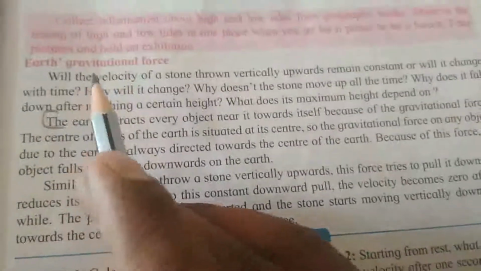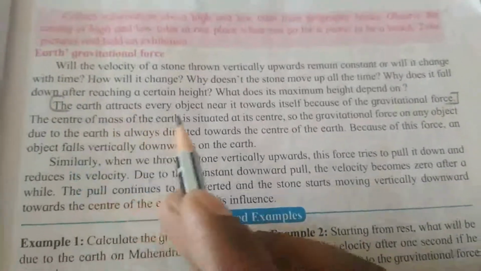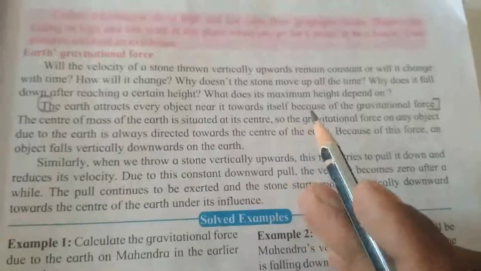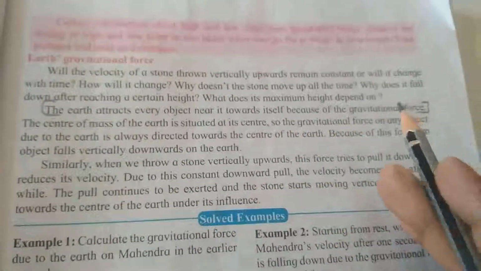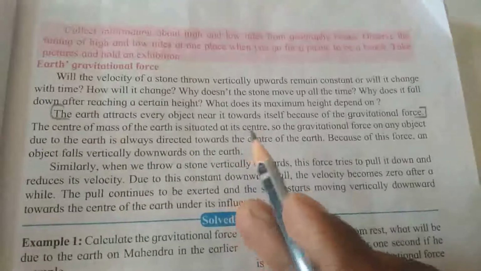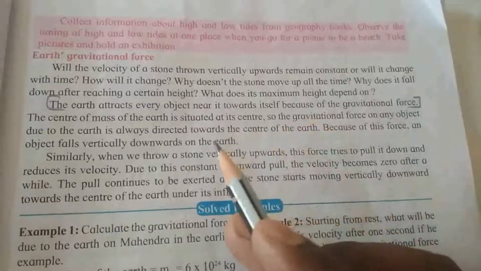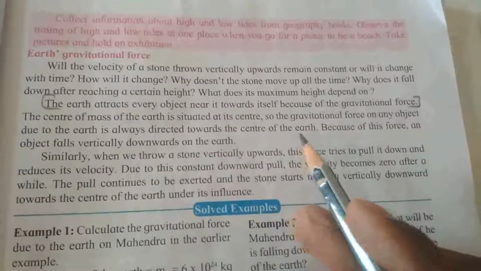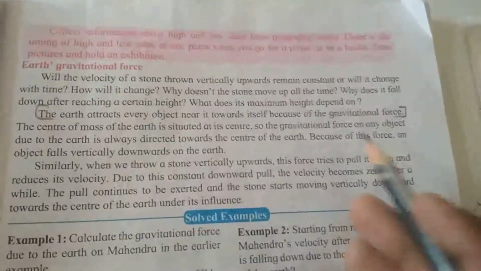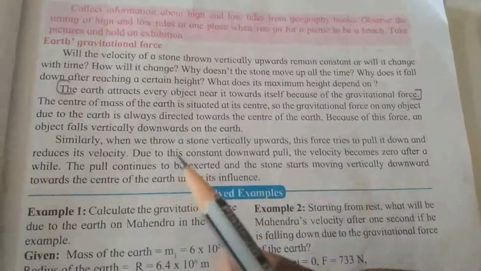Next topic is Earth's gravitational force. We have already studied that the Earth attracts every object near it towards itself because of the gravitational force. The center of mass of the Earth is situated at its center. So the gravitational force on any object due to the Earth is always directed towards the center of the Earth. Because of this force, an object falls vertically downwards on the Earth.